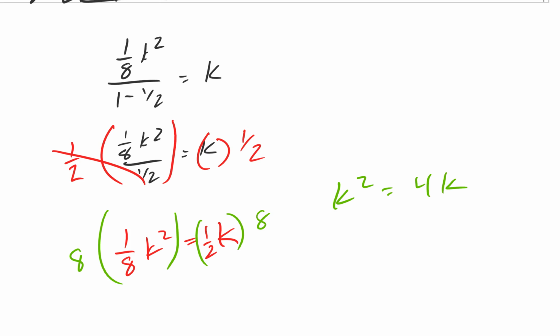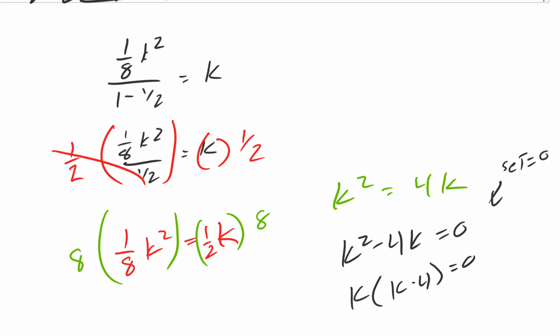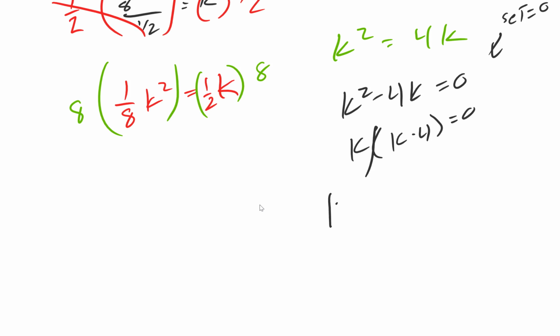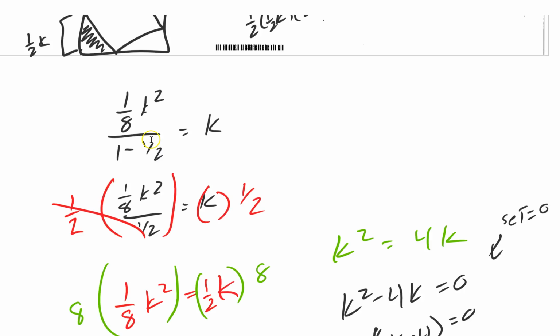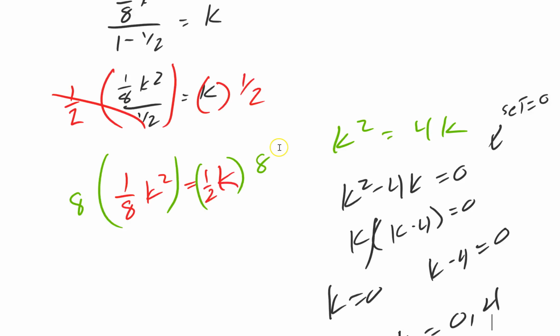So now we just gotta solve this. Remember, the way you solve something when it's squared or higher, you set it equal to 0. So move this guy over. I'm gonna get k squared minus 4k equals 0. I'm gonna factor out a k. I'm gonna split and solve. k equals 0, k minus 4 equals 0. So k equals 0 and 4. k equals 0 doesn't make any sense, right? We're doing the side length of a square, so that's not going to work. So my answer is just going to be k equals 4. And that was the final problem.